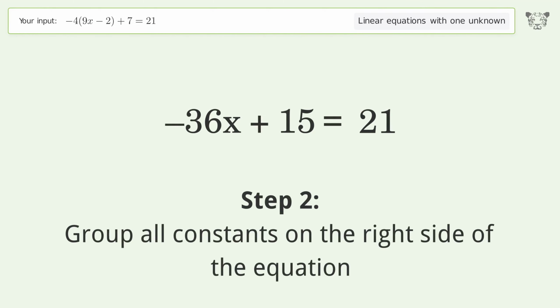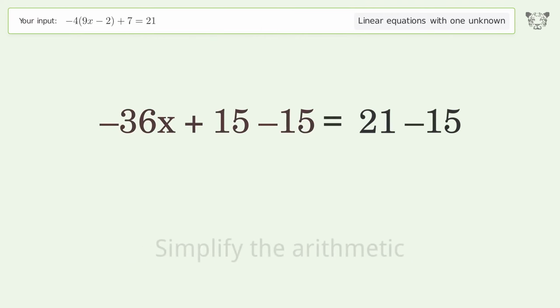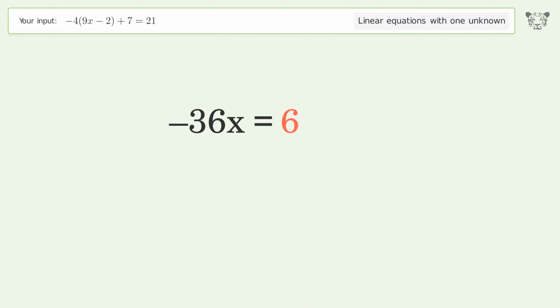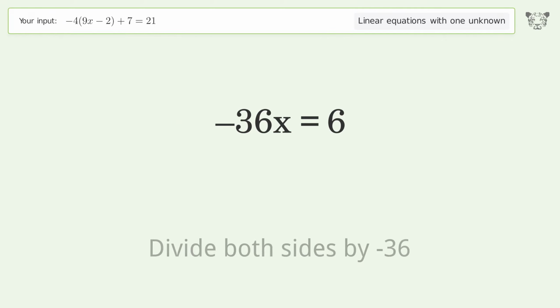Group all constants on the right side of the equation. Subtract 15 from both sides. Simplify the arithmetic. Isolate the x. Divide both sides by -36.